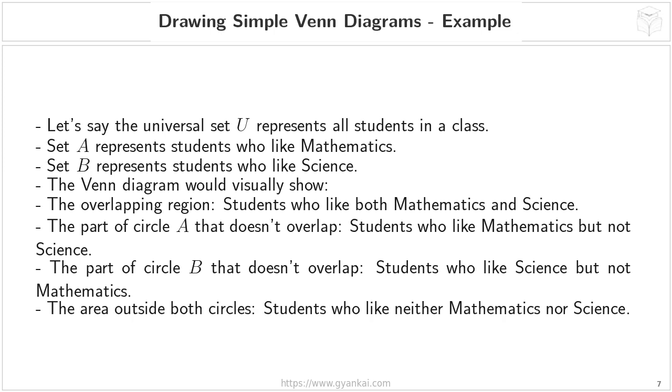Finally, the area outside both circles, but still inside the rectangle, that's crucial. This area represents the students who like neither mathematics nor science. They might prefer other subjects like history, English, or art.